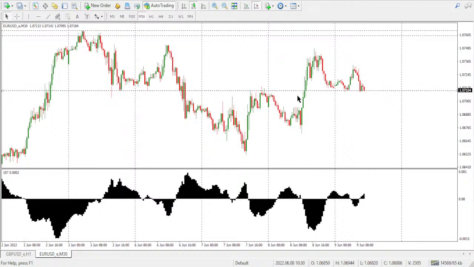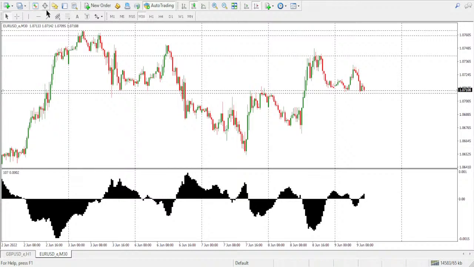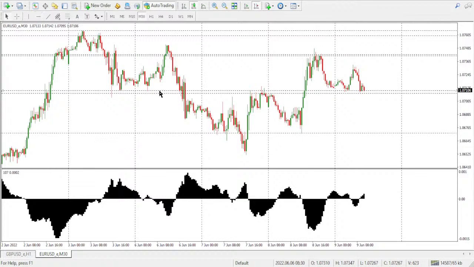This is a support. We have a resistance here. We had a support. That is a break below it. Then we have a support here. We have a support there, and we have another level here, and then we have another one here.